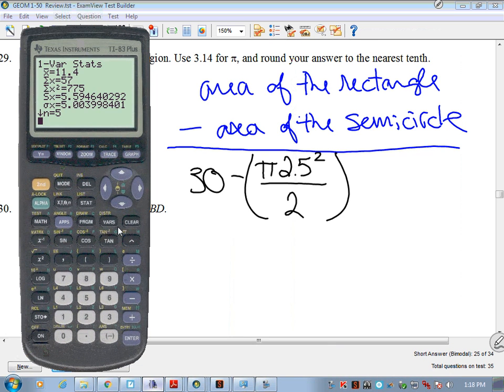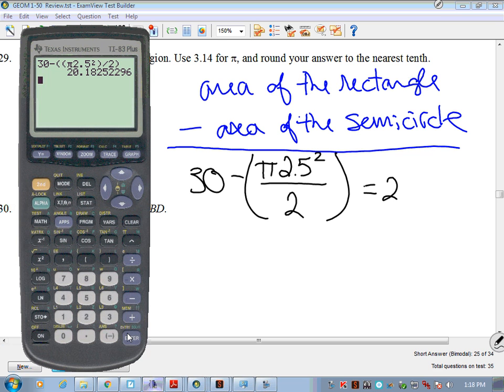All right, let's turn that on. Clear that out. 30 minus, and I'm going to use 2 sets of parentheses here. Pi times 2.5 squared divided by 2. I get 20.18. The answer in your book is 20.2 because we're rounding to the nearest tenth. So that gets me the right answer: 20.2 inches squared.